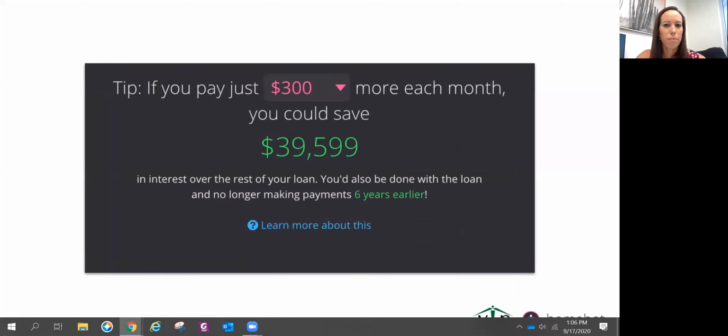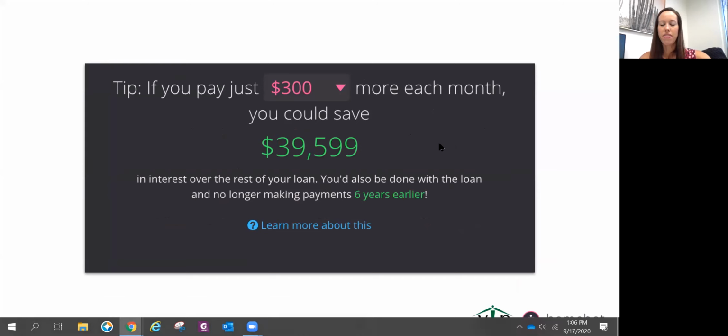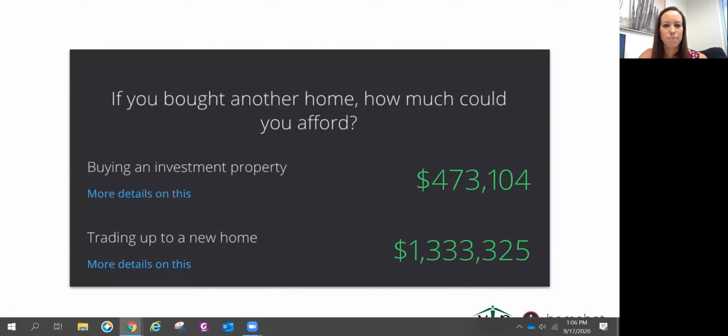Another great option on the report is that there's a drop down that they can click on where they can pick if they paid $100 more a month up to $2,500 more a month. How much would they save in interest over the life of their loan? And on this particular person, if they just paid $300 more a month towards their mortgage, they would save almost $40,000 in interest over the life of their loan, and they would pay their house off 6 years earlier. So it's really cool for homeowners to see visually how that works. And it's a very easy drop down.